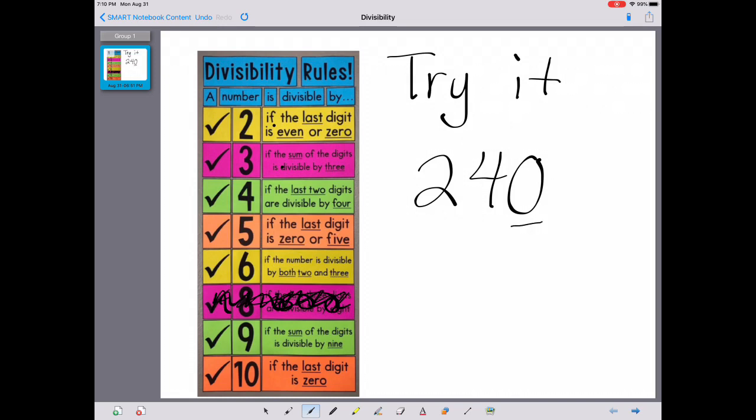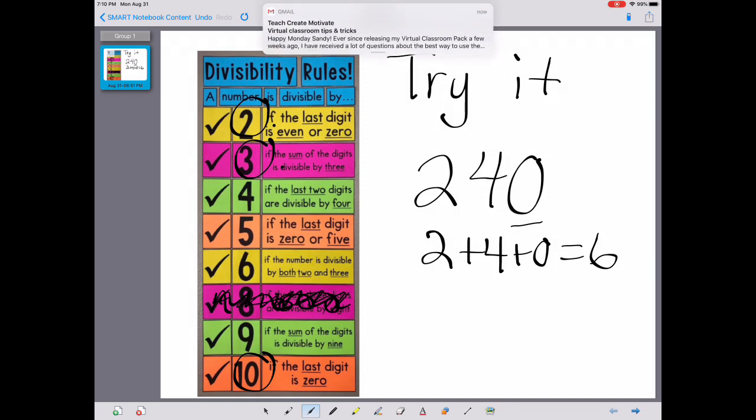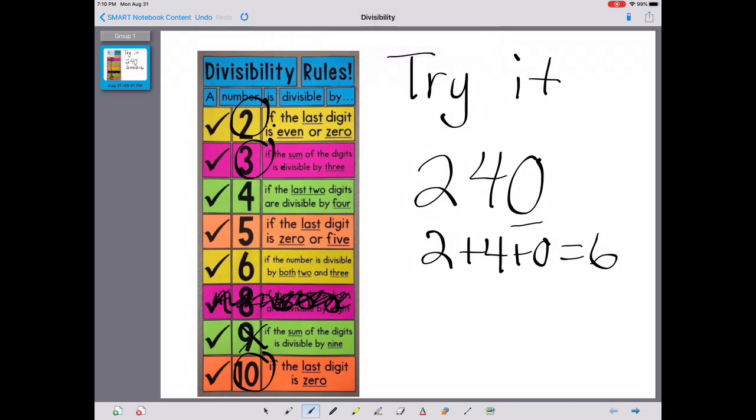And the first rule is 2. If it's even or ends in a 0, then 2 works. But I automatically see that 10 works because 10 is if it ends in 0. Now we're going to try the 3 rule. 2 plus 4 plus 0 is 6. And yes, 3 goes into 6. So 3 works. I also check the 9 always when I check the 3, because those are the ones where you add. And 9 does not go into 6, it's bigger than that, so we cross out the 9.